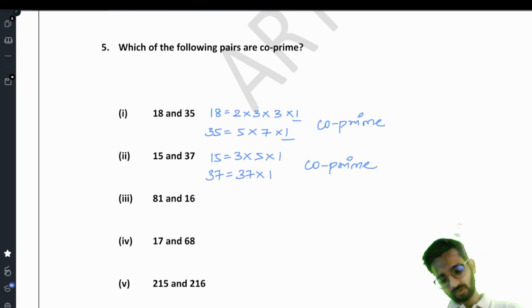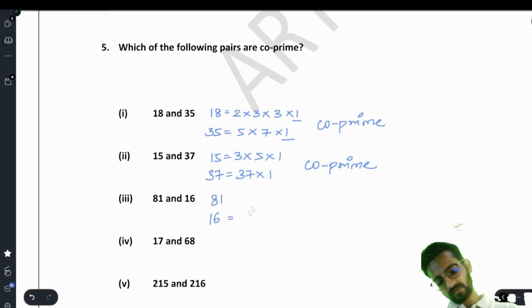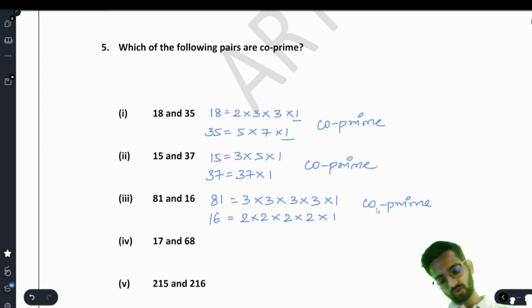Now, next question we have here is 81 and 16. For 16 we can write 2, 2s are 4, 2s are 8, 2s are 16 into 1. For 81 we can write 3, 3s are 9, 3s are 27, 3s are 81 into 1. So, it is also co-prime because they have no common factors.